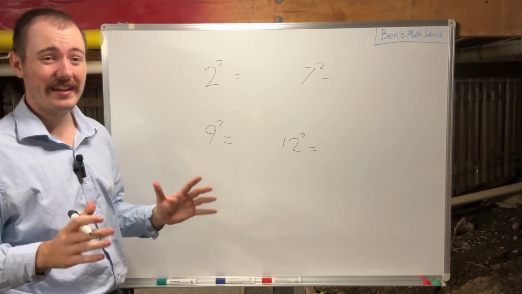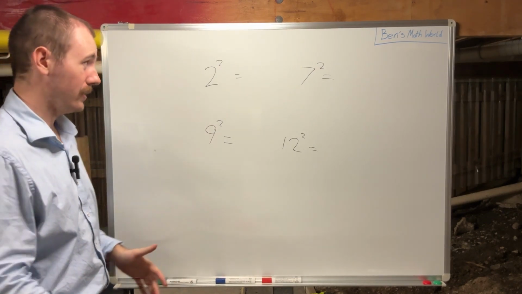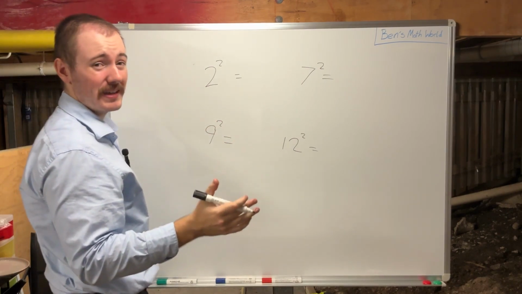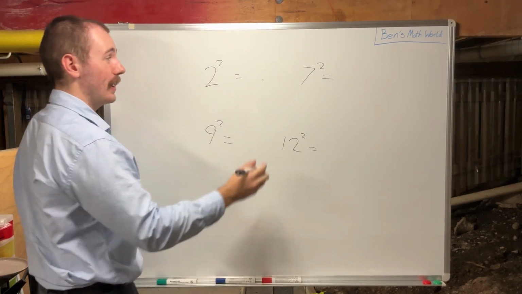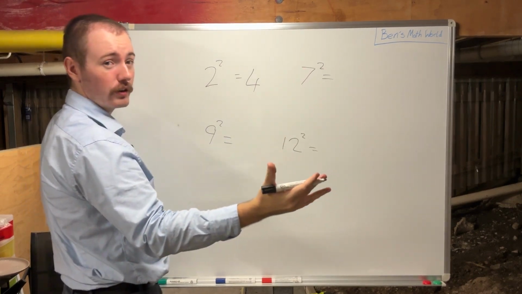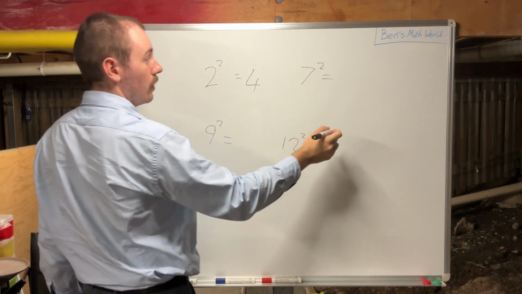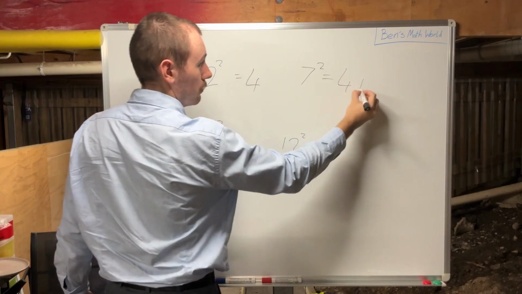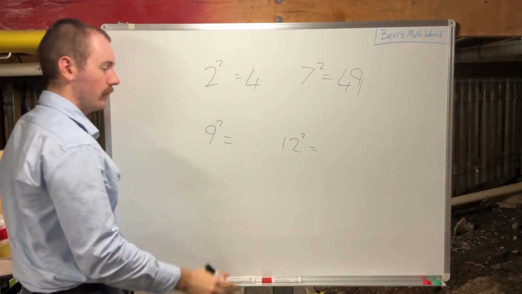Now these are very easy if you know your times tables, okay? So 2 squared is going to be equal to 2 times 2. I hope you know that one. Now 7 squared, I'll give you a moment. 49, because it's equal to 7 times 7.